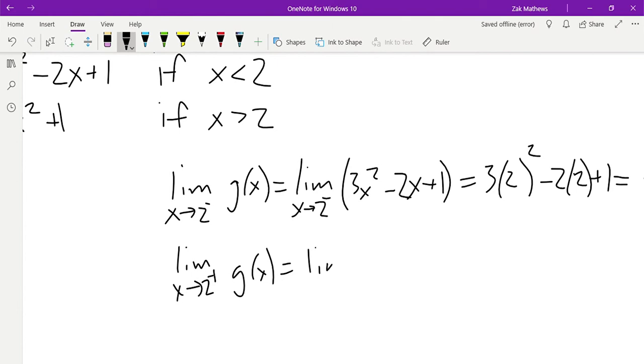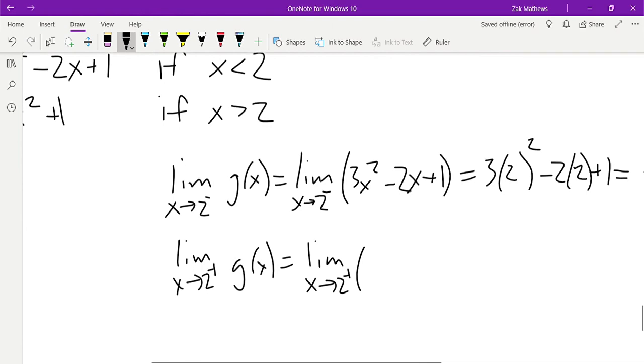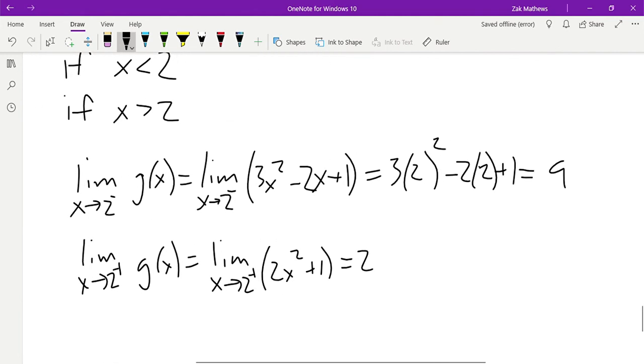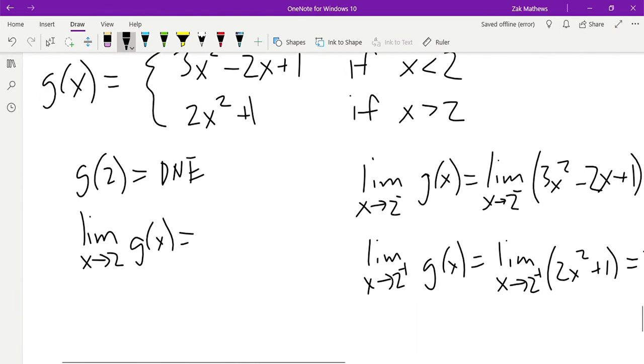And now I'm going to look from the right. And our right would mean we're using the bottom equation, the 2x squared plus 1. So we'll have 2 times 2 squared plus 1. 2 squared is 4 times 2 is 8, plus 1 gives us 9. In this case, they are the same, so we can say with certainty that our limit is equal to 9. We've shown that.